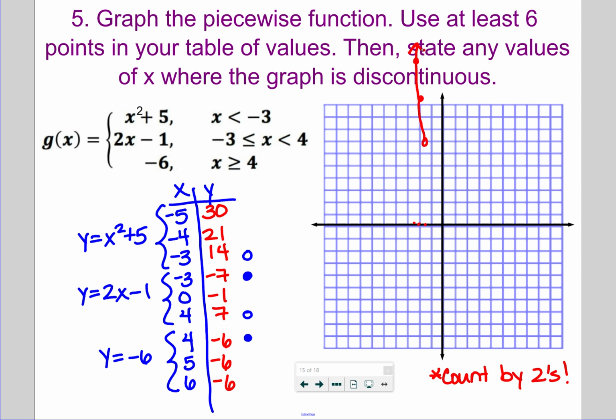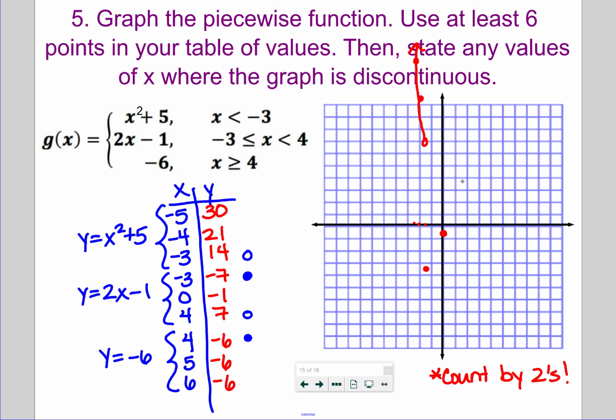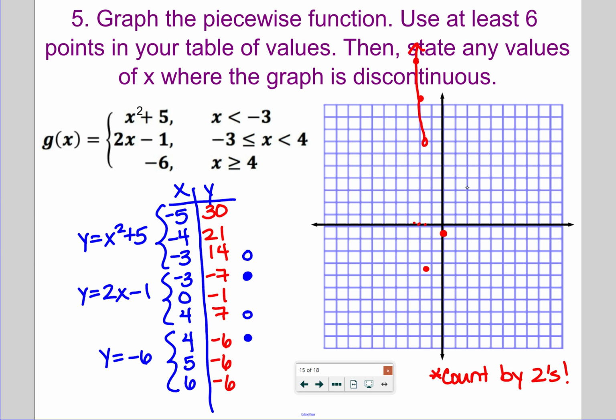For 2x minus 1, I have points at -3, -7. So 2, 4, 6, -7 is going to be right there with a solid dot. At 0, I'm at -1. And then at 4, I'm at, again, a +7. 1, 2, 3, 3.5. There we go. And that one's an open circle. Let's get my open circle there. What was I at? 4, 7. There we go. And that's just a line.